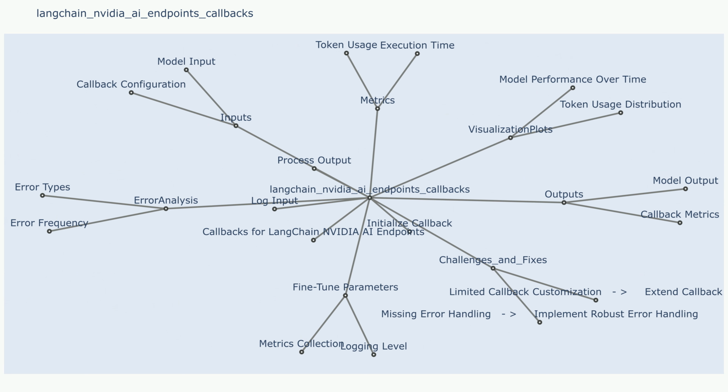Leverage asynchronous processing to reduce blocking operations. Use lightweight data storage mechanisms. Challenge 3: integration with existing frameworks. Integrating callbacks with existing LLM frameworks may require modifications or custom implementations.